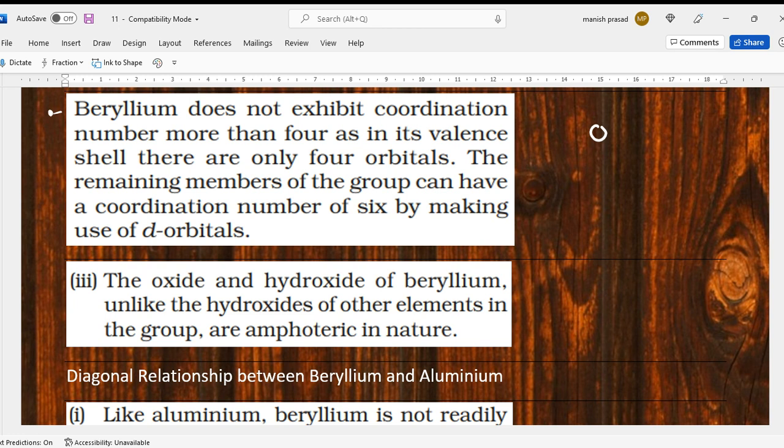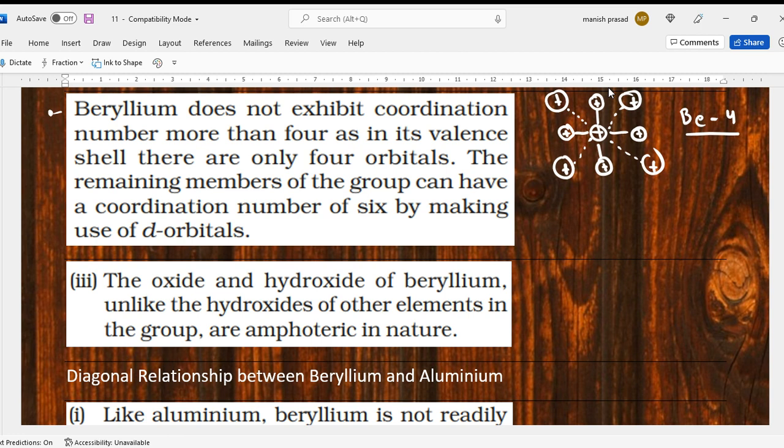Coordination number is, if this is me, if there are 4 people directly in contact with me, sitting very close to me, they will be counted in coordination number. Other people who are not in contact with me will not be counted in the coordination number. So, whatever is connected with a line will count in the coordination number. This dotted line one, which is not in direct contact, will not be counted in the coordination number. So beryllium just shows a coordination number of 4.